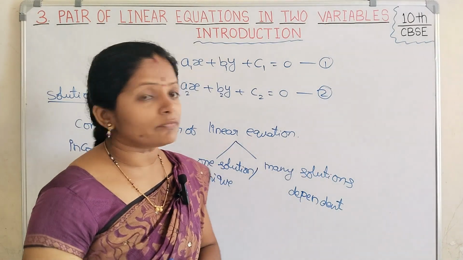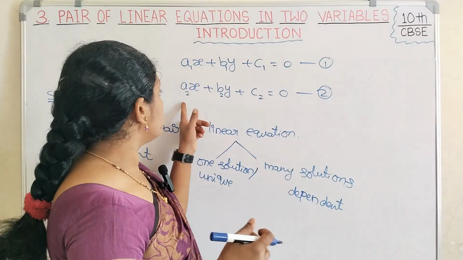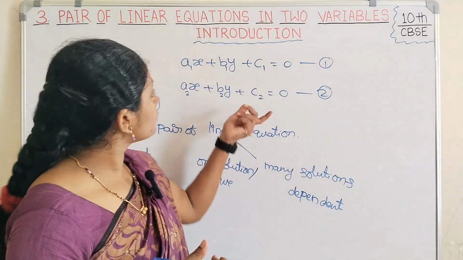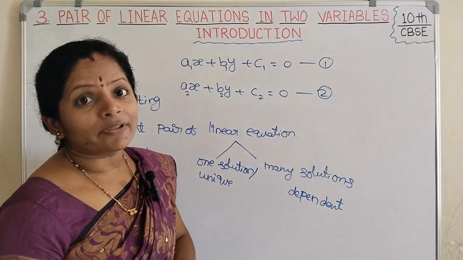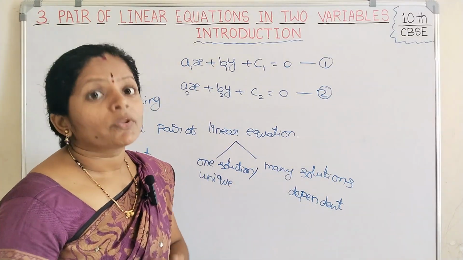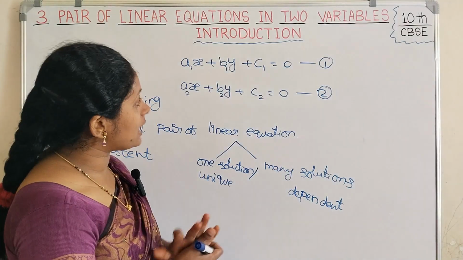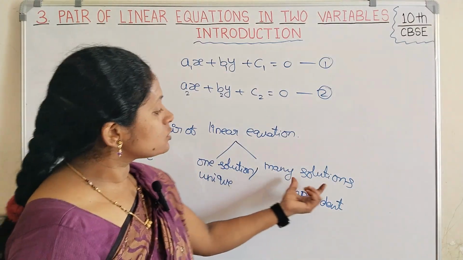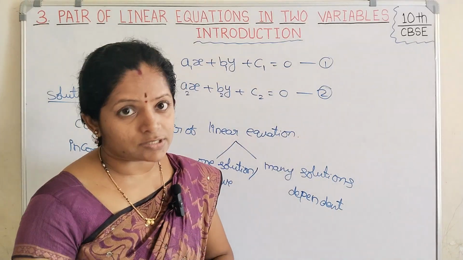Dependent pair of linear equations means, as we discussed, that we are going to use two equations here, and these two equations will be equivalent to each other. While solving the problem, we will understand what this is actually telling. Many solutions are also called a dependent pair of linear equations.